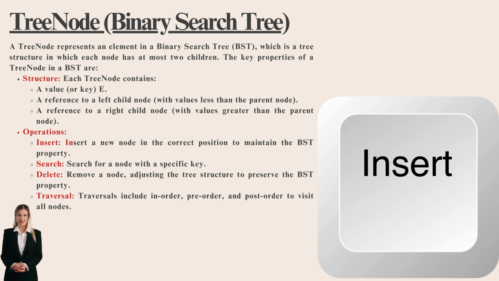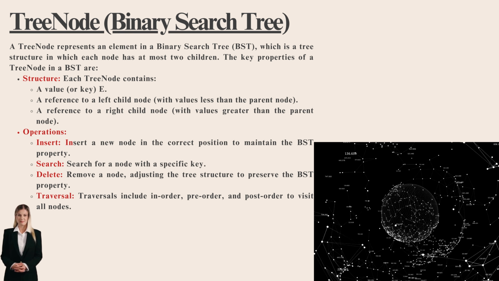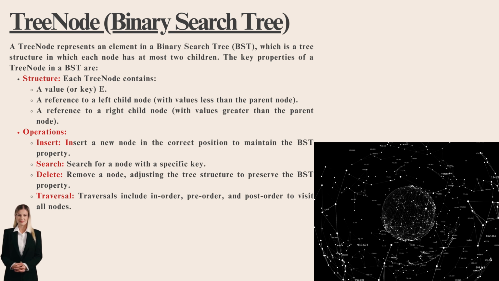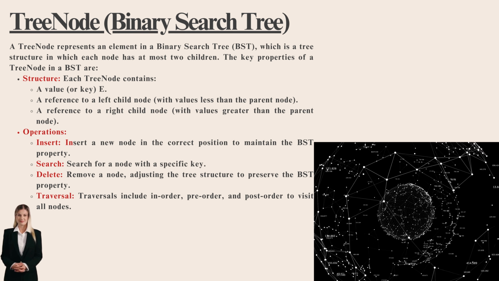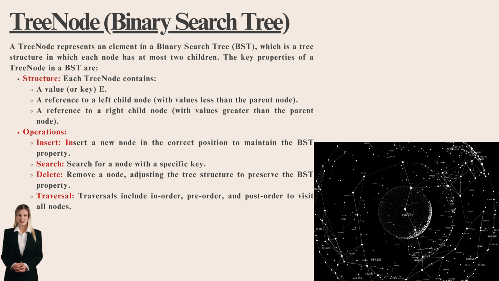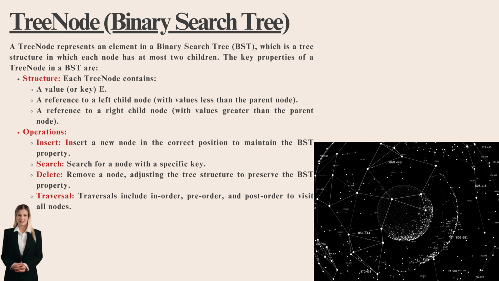Operations. Insert a new node in the correct position to maintain the BST property. Search for a node with a specific key. Delete: remove a node, adjusting the tree structure to preserve the BST property. Traversal. Traversals include in-order, pre-order, and post-order to visit all nodes.